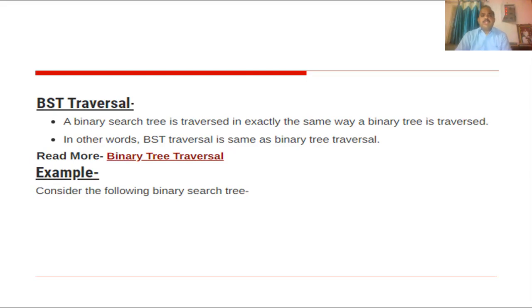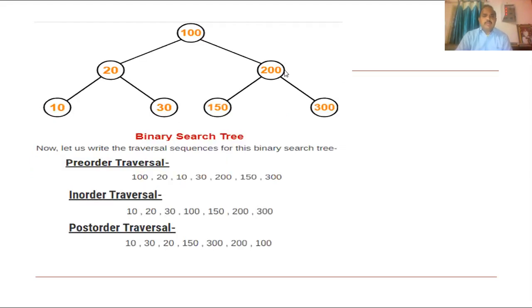For example, consider the following binary search tree. This is the binary search tree. Now let us write the traversal sequences for this binary search tree. There are three traversal algorithms: pre-order, post-order, and in-order tree traversal. In pre-order traversal, root first, then left and right.